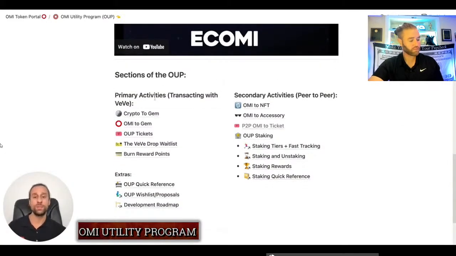We have primary activities, which is where you are transacting with VeVe in some capacity. And we have secondary activities, which is where you are obviously transacting with another VeVe collector. And I think that really helps to segment information, although there is, of course, a lot of crossover between them. So go through them in order, and I will today as well. We'll go through each feature, and then I'll show you how it all ties into the OUP staking program so that everybody understands where this is headed.